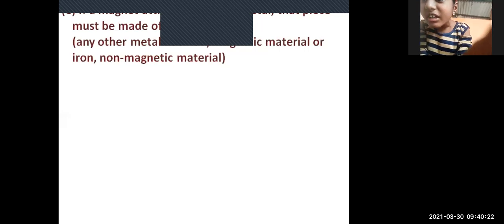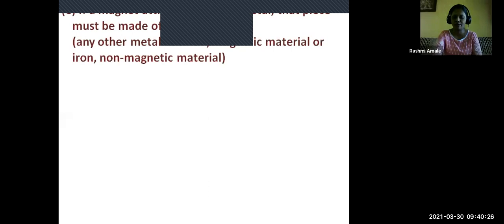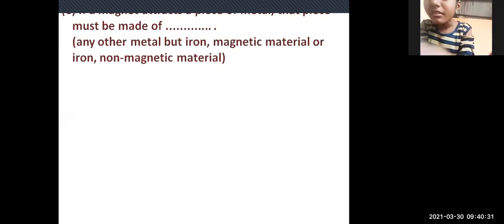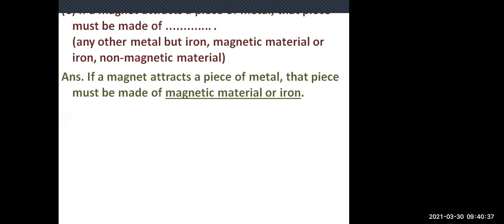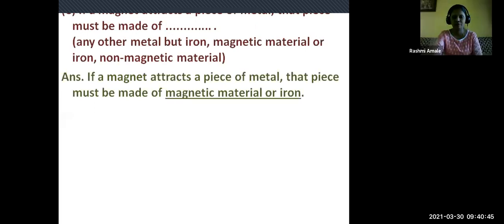See, in bracket options are there. Any other metal but iron, magnetic material or iron, magnetic metal or iron. Very good. If a magnet attracts a piece of metal, that piece must be made of magnetic metal or iron. Very good.